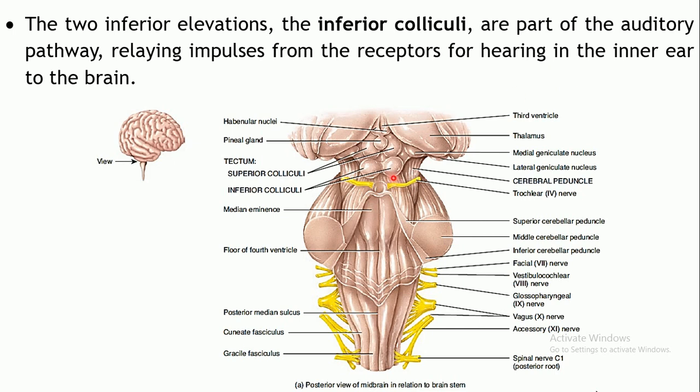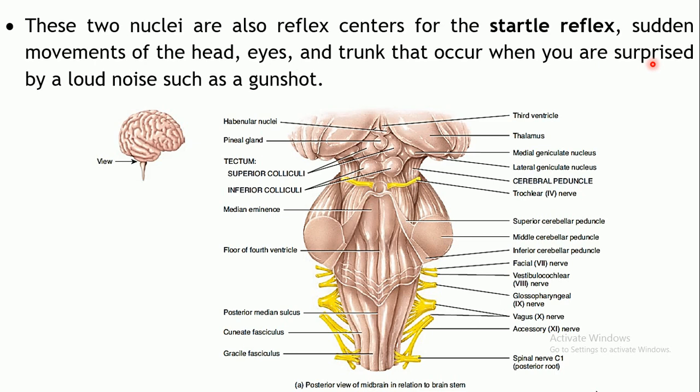Then the two inferior elevations, these are called the inferior colliculi. These are a part of the auditory pathway. Here the impulses will be received from the hearing receptors which are present in the inner ear. So these will be relayed towards the brain via these inferior colliculi. These nuclei actually function in the startle reflex.